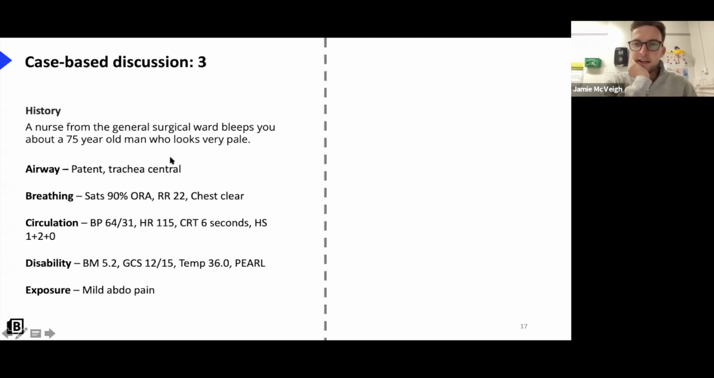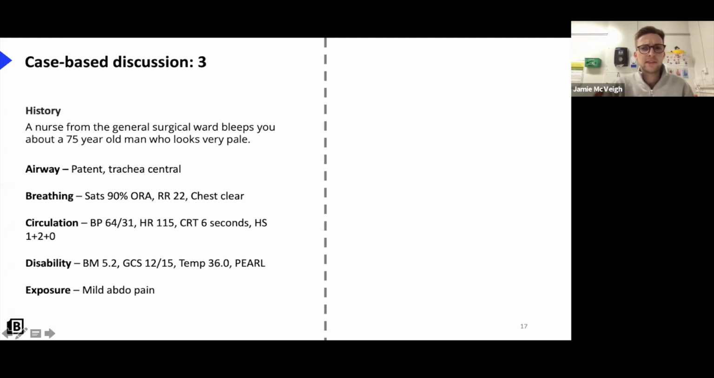Good. So you get there, A to E. Airway, unlike the last chap, is patent. I think it was a man. It's patent. Trachea is nice and central. They're sat at 90 and their respiratory rate is a little bit up, but their chest sounds clear. Okay.